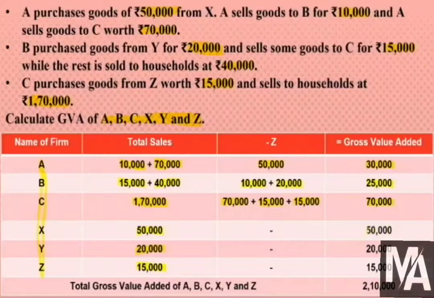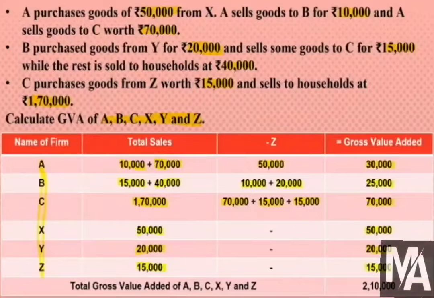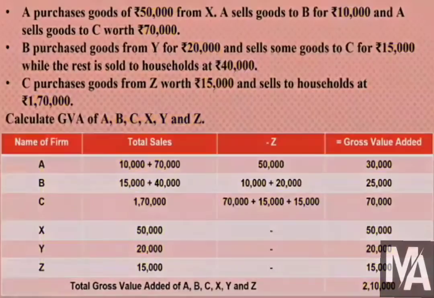And then directly you have the 50,000 as the GVA of X, 20,000 as the GVA of Y, and 15,000 as the GVA of Z. So if you sit and add, you have 30, you have 55, you have 1 lakh 25, 175, 195, 2 lakh and 2 lakh 10,000 as the GVA of A, B, C, X, Y, and Z. This is how we are supposed to solve the problems whenever it comes to the value added method.